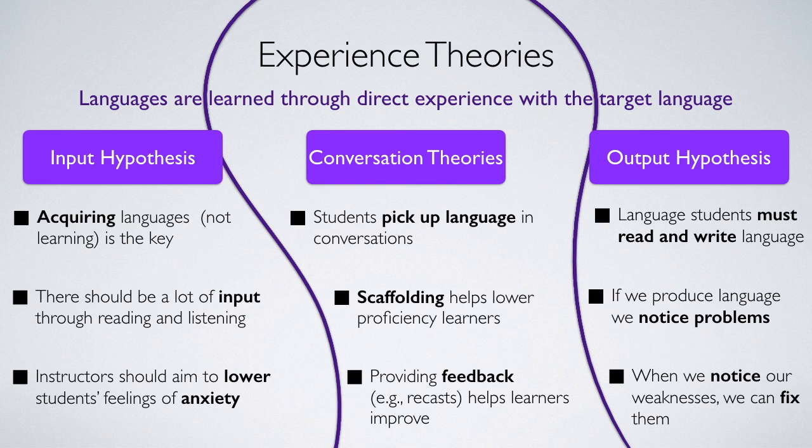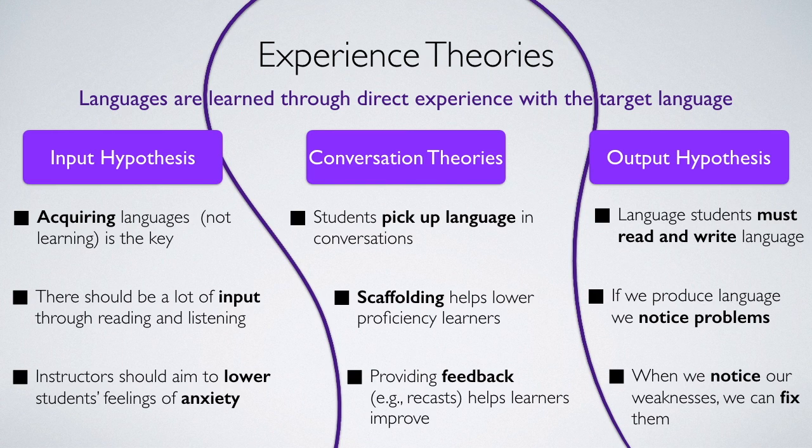Third, we have the output hypothesis. Merrill Swain argued that in order for language students to improve their language skills, they must produce language through speaking and writing. Unlike Krashen, Swain believes that just listening and reading is not enough. Therefore, students should be put in situations in which they must actively use the language.